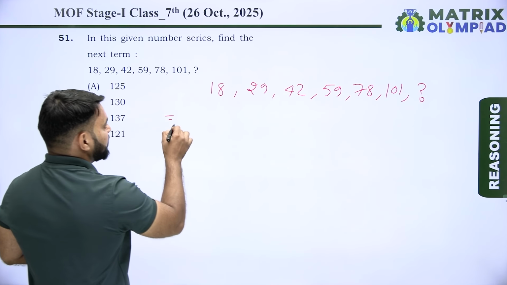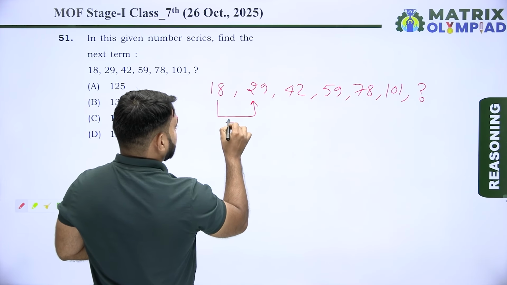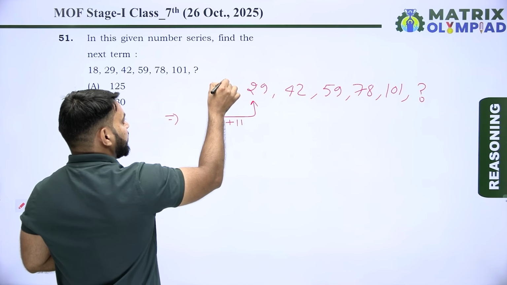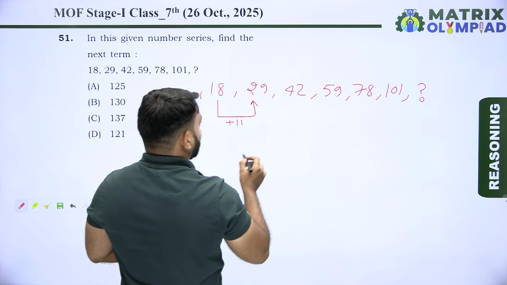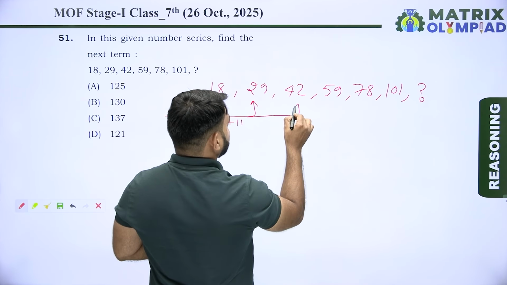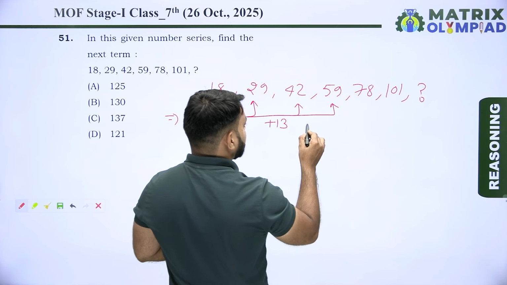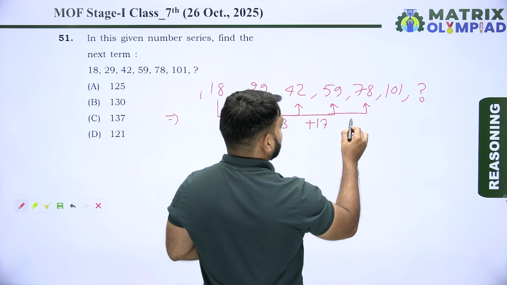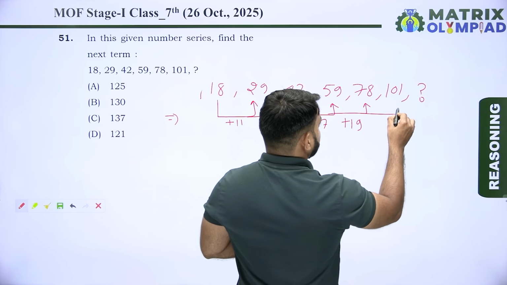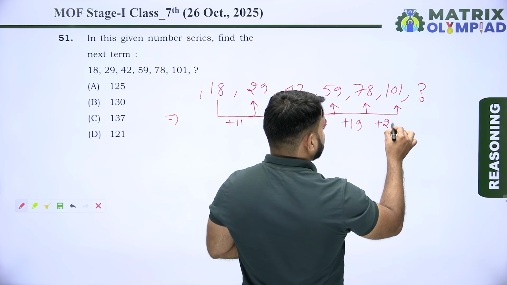The pattern of the series: 18 to 29, it means adding 11 to 18, then we get 29. Similarly 29 to 42, it means adding 13. 42 to 59, it means adding 17. 59 to 78, it means adding 19. 78 to 101, it means adding 23.